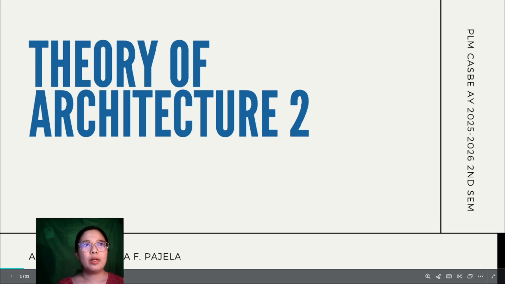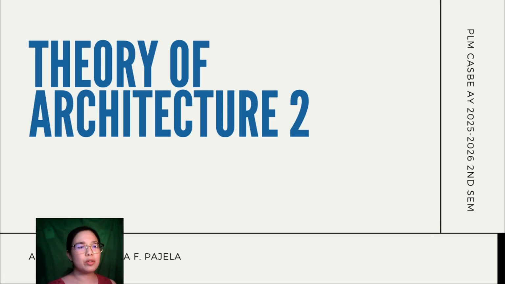Good day, everyone. This is going to be our lecture regarding ordering principles. This lecture is for level 1 or first year students, and it is for the course Theory of Architecture 2. Today we will be discussing the ordering principles. The reference for this lecture is from Francis D.K. Ching's Form, Space, and Order, and there will be some examples to be given.